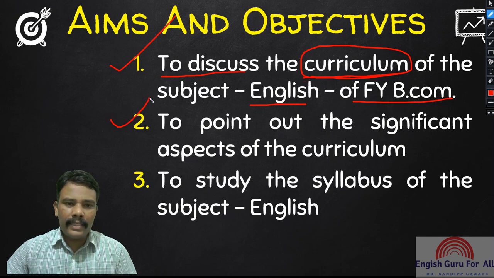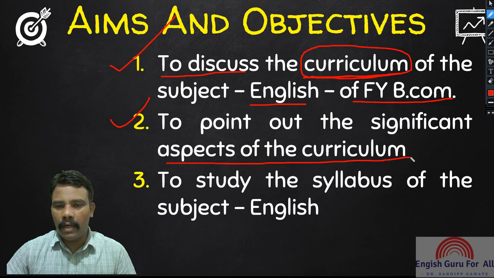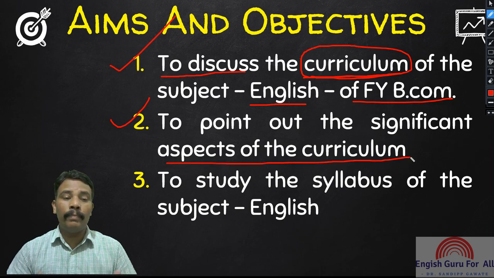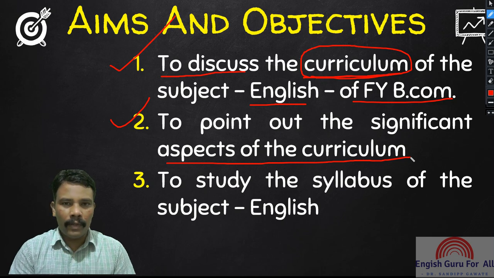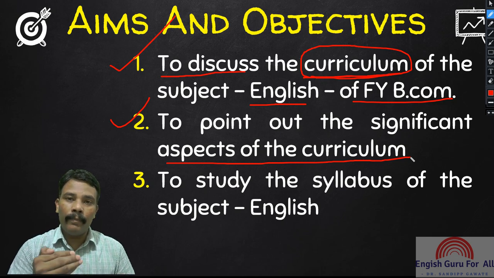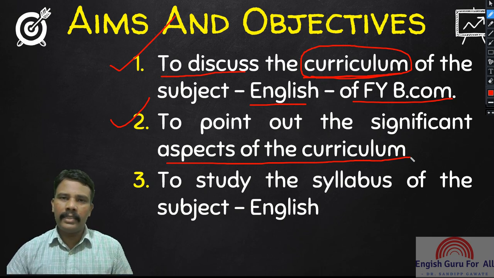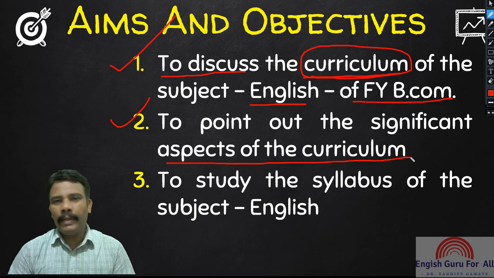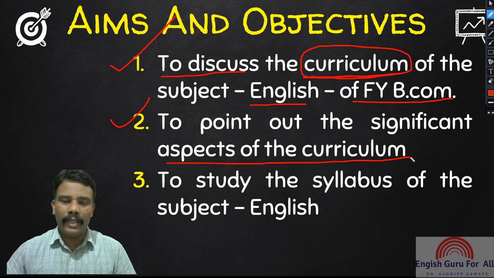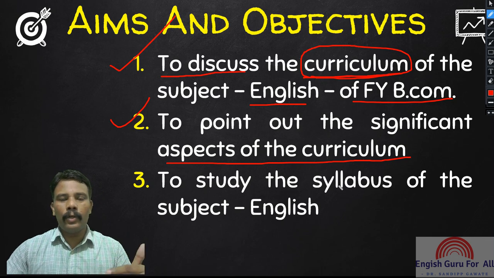Now, what is the second aim here? That is to point out the significant aspects of the curriculum. What are the different and the most important aspects of the curriculum? Whenever you are going to study a particular subject or branch, it may be BCom, it may be BSc, it may be BA, it may be any branch, you need to understand what the curriculum is first and then you have to start your study.